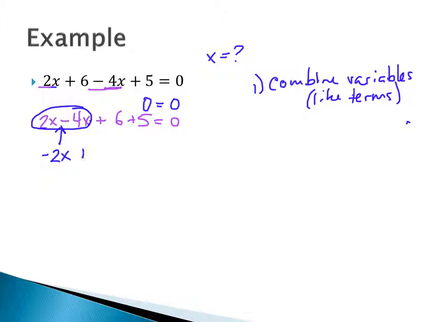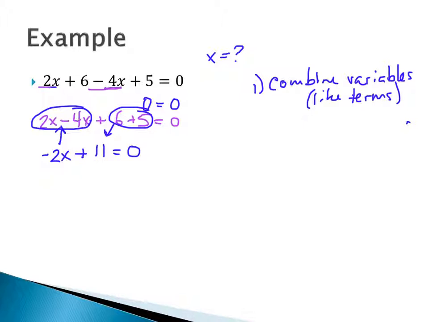Then I'm going to add to it what I have here. I'm going to combine these like terms of 6 and 5. So positive 6 plus 5 is going to be represented by a positive 11. Then I'm going to set that equal to 0. So I've taken the 2x and 4x and combined those, and the 6 and 5 and combined those to 11. I've simplified this expression now as one variable, two constants, and one operator.